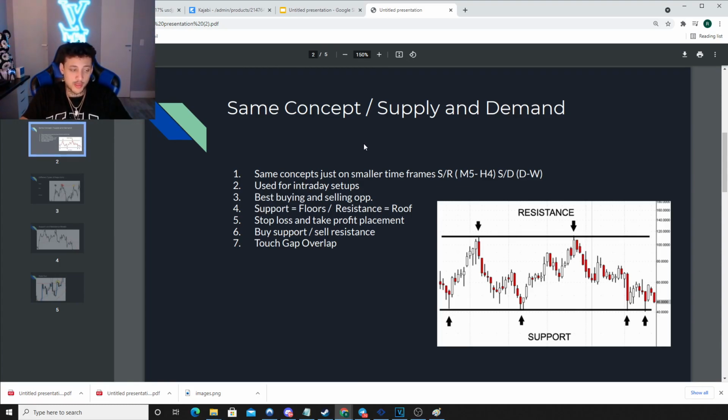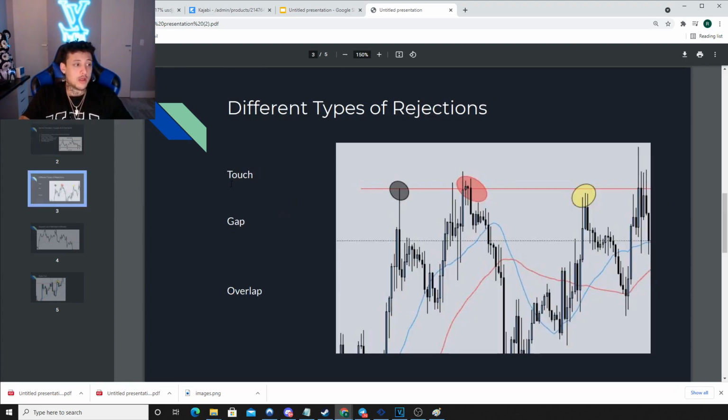Now, there's going to be 3 forms of support and resistance, and there's going to be 3 forms of rejection. There's going to be your touch, your gap, and your overlap. Like I said previously, you have your touch, you have your gap, and you have your overlap. The example here in black is going to be a touch, my apologies. The example in red is going to be an overlap, and the example in yellow is going to be a gap. So notice how I drew my line of support and resistance right here.